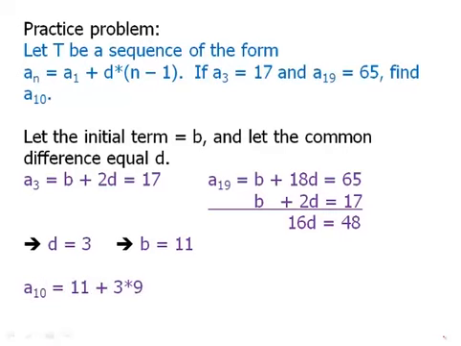The 10th term will be initial term 11 plus common difference 3 times 10 minus 1, which is 9. 3 times 9 is 27. We add that, we get 38. And 38 is the 10th number on the list.